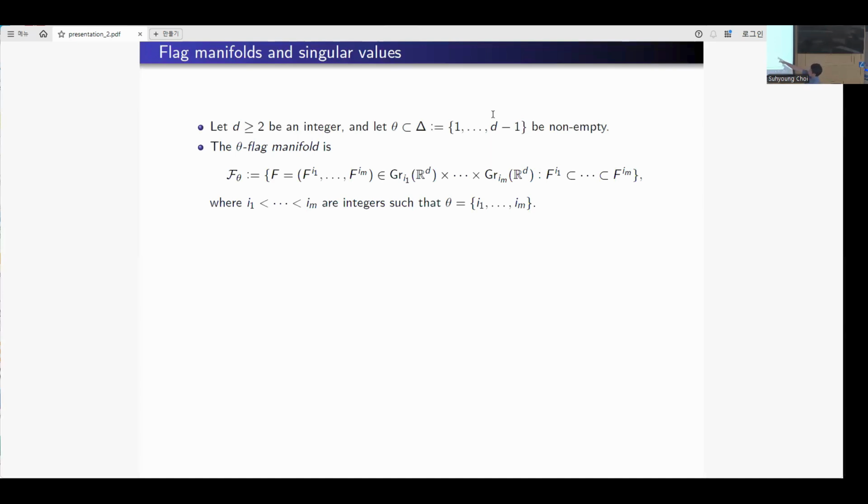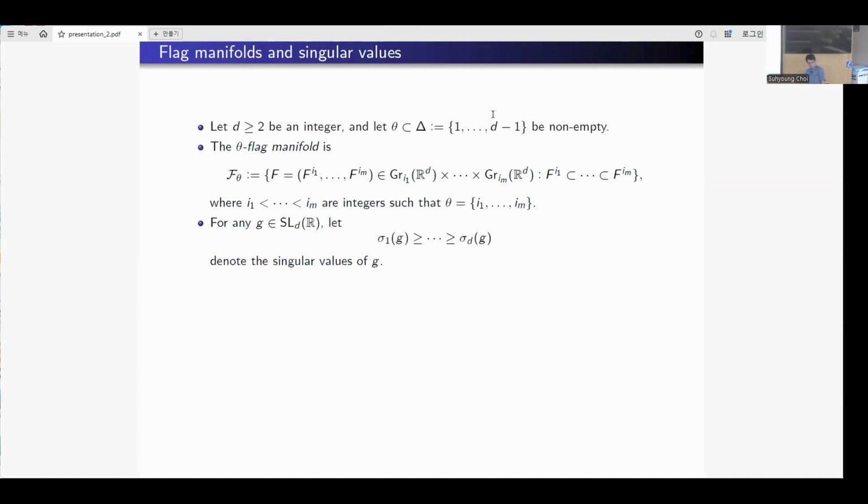And this i_1 to i_m, the dimensions of these subspaces I'm considering, are the elements in Theta listed in increasing order. Okay, so in the case when Theta equals Delta, then the flag manifold F_Delta is exactly the flag manifold that Francis was talking about. But here I'm allowing myself to miss some of the subspaces.